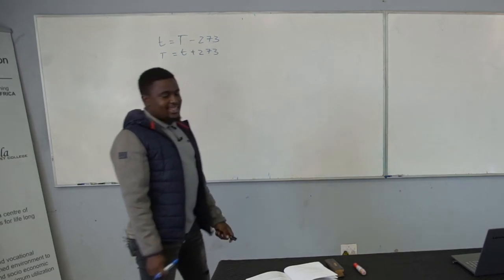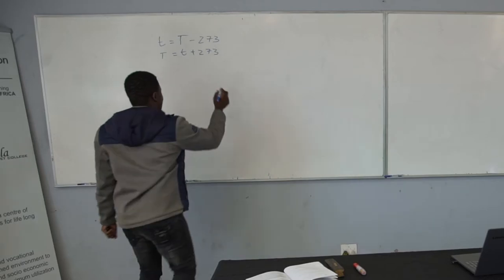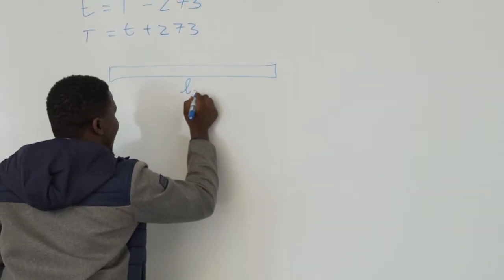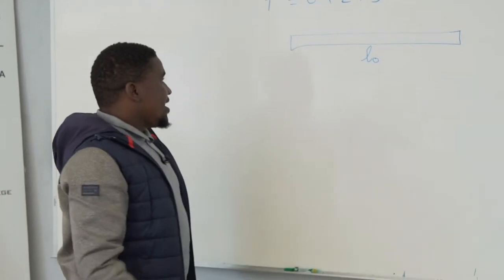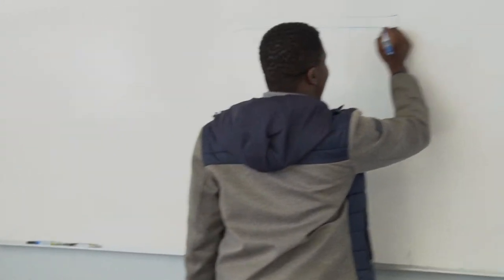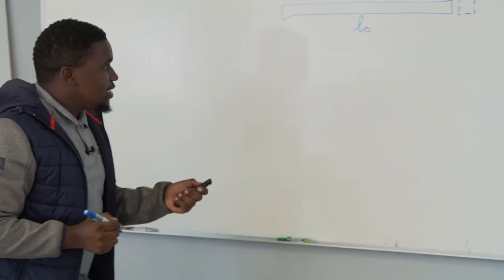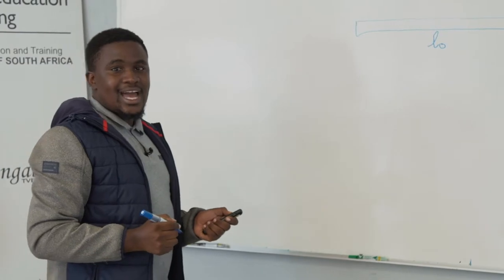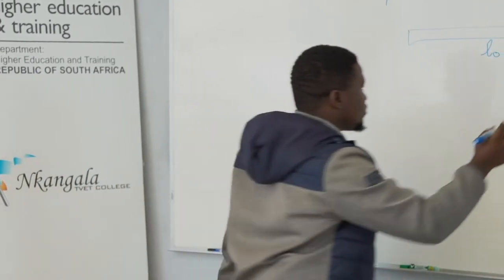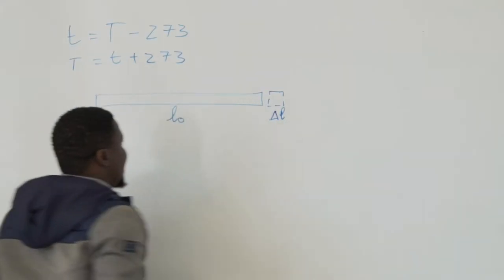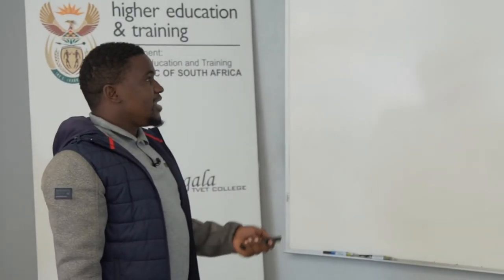This takes us to our main focus of today. We'll be looking at thermal expansion and the specific heat capacity. Under thermal expansion, it is said that suppose we have an aluminium rod with its original length at room temperature, L0. When there is an increase in temperature, this aluminium rod will increase by a small number of millimeters, so small that we cannot see it with our naked eyes. We call this delta L.